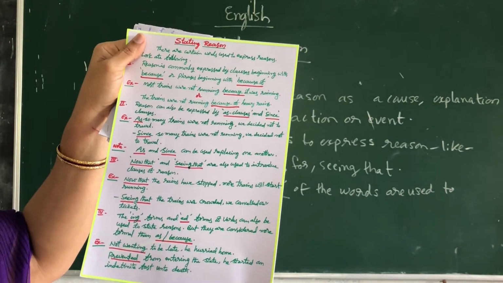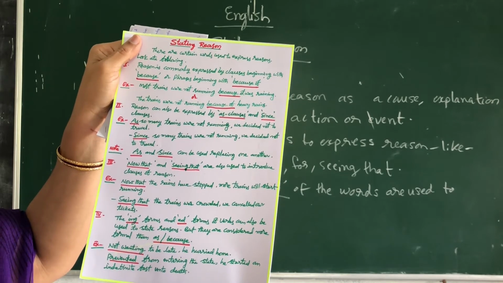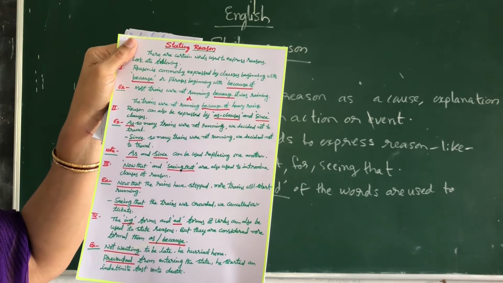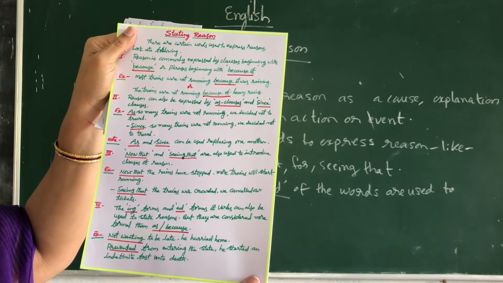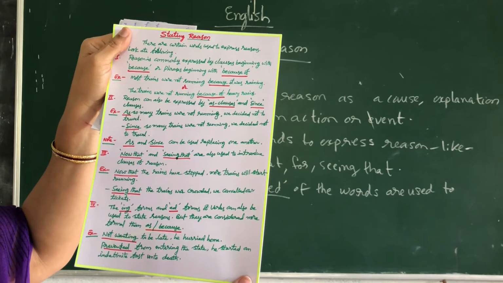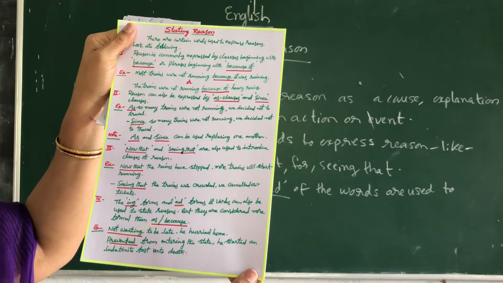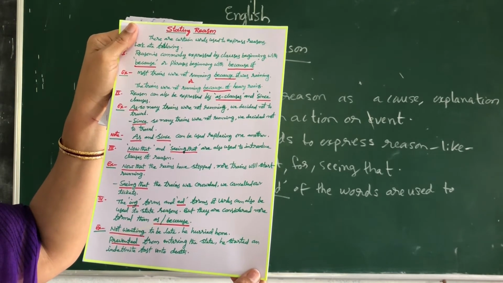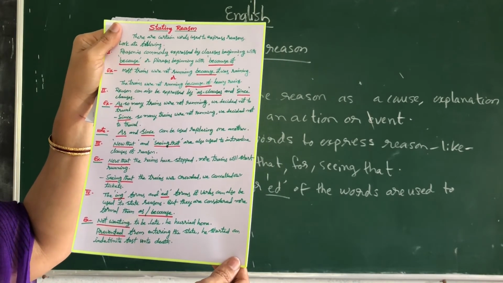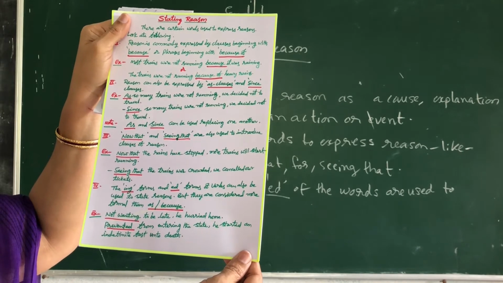Is it clear? Most trains were not running because it was raining. The trains were not running because of heavy rains. As so many trains were not running, we decided not to travel. Since so many trains were not running, we decided not to travel. Now that and seeing that: now that the rains have stopped, more trains will start running. Seeing that the trains were crowded, we cancelled our tickets.